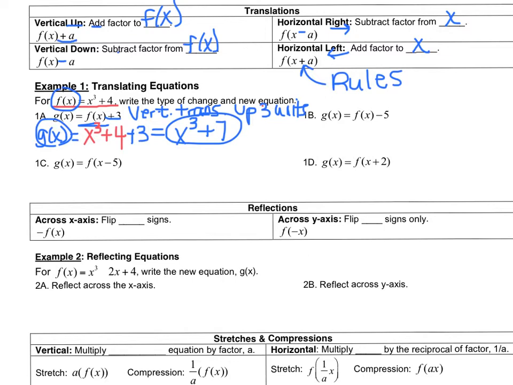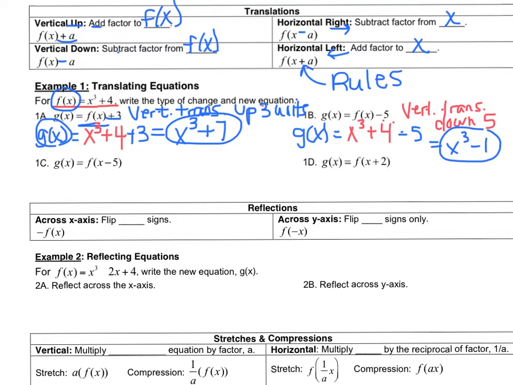So when you go to do example B, since the 5 is being subtracted from outside, this will be a vertical translation, and since it's minus 5, it'd be down 5 units. And we will write the equation as g of x equals the original one. The original f of x is x to the third plus 4, and we will subtract 5 from it. So when we combine like terms, we get x to the third minus 1.